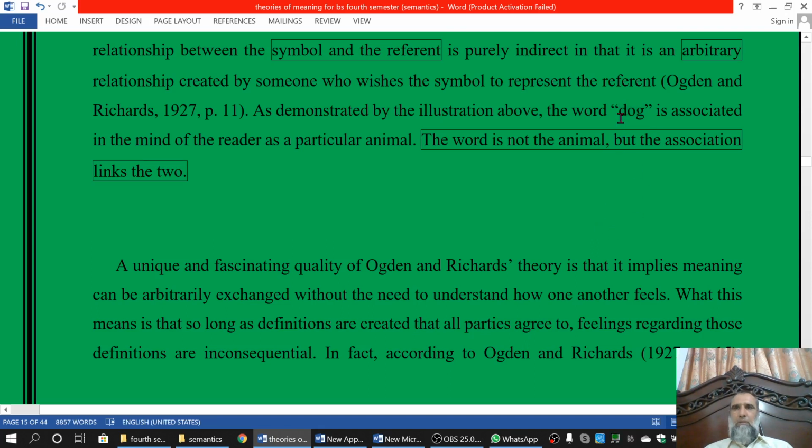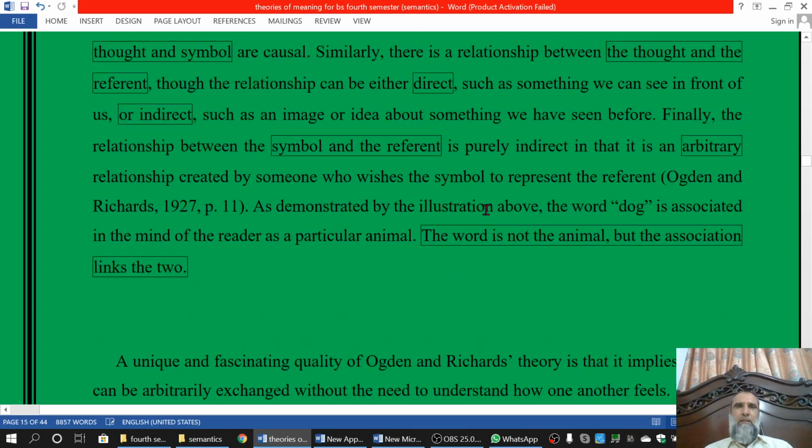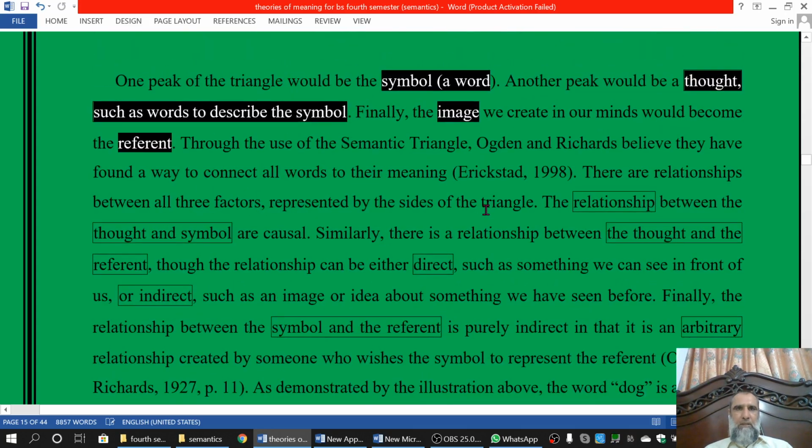کیونکہ اگر dog کو شروع میں cat کہا ہوتا تو آج ہم dog کو cat کہتے اور cat کو dog کہتے. لیکن یہ relationship چونکہ اب بن گیا ہے تو اب ہم اس کو یہی کہیں گے جو ہم نے relationship بتا دیا ہے.